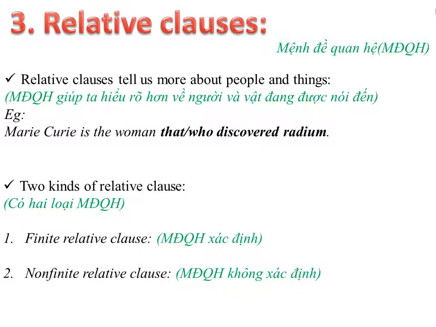Three. Relative clauses. Relative clauses tell us more about people and things. Example. Marie Curie is the woman who discovered radium. There are two kinds of the relative clause. 1. Finite relative clause. 2. Non-finite relative clause.